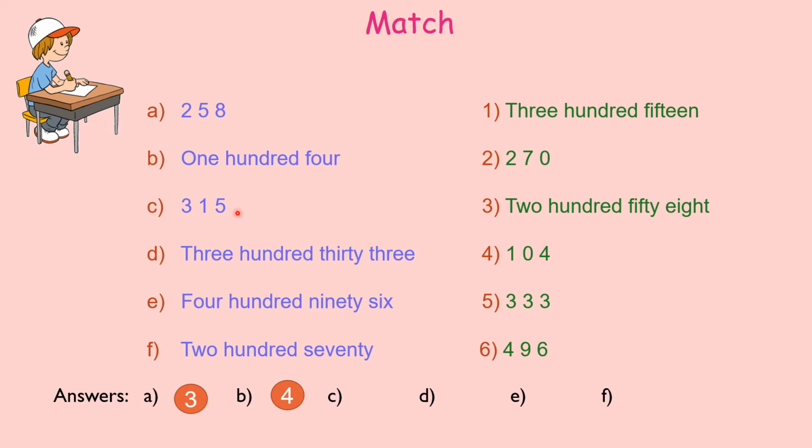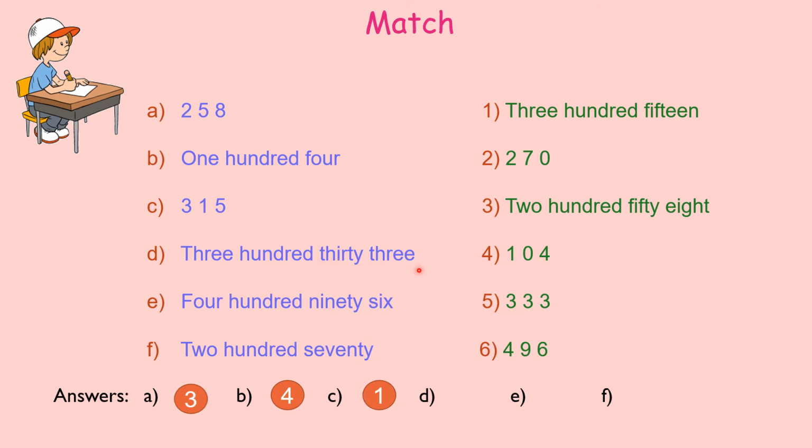Coming to the next one, 315. 315 is read as 300 and 15. So let's see, where is 315? Yes, here I have got 3 over here and the number name completely says 315. So 1 is the answer for C. So we'll put 1 against C.